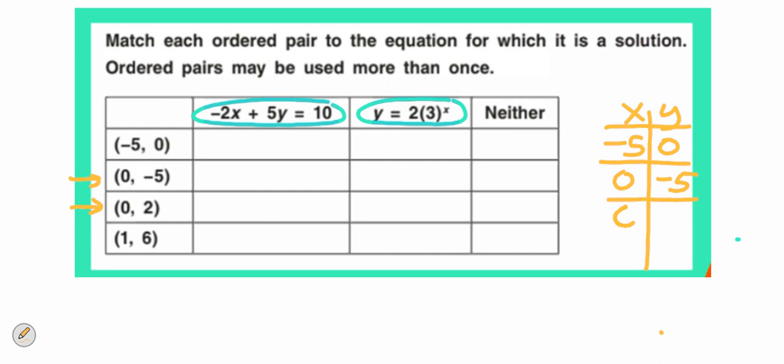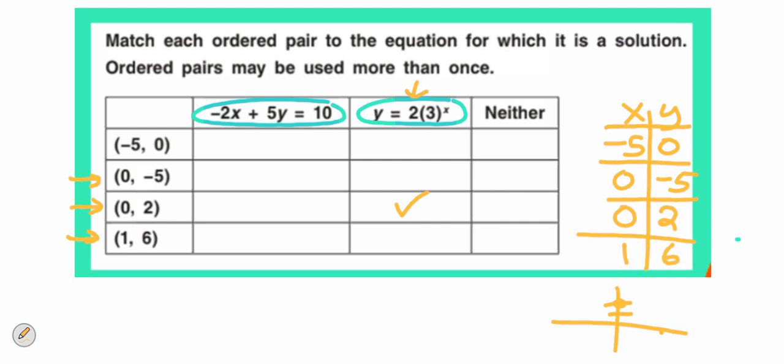0, 2. We just said we saw it, so 0, 2 is a point on this graph. And we'll put a little check mark here. So when we see 0, 2 on the table, that means if we're looking at a graph, we'll see that point on the graph. Okay, so let's go ahead and look at the last one, 1, 6. Is this going to work? Go ahead and look at that.